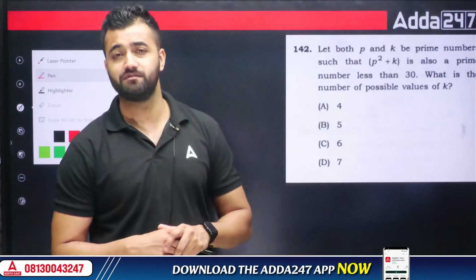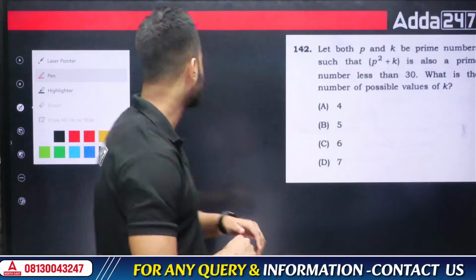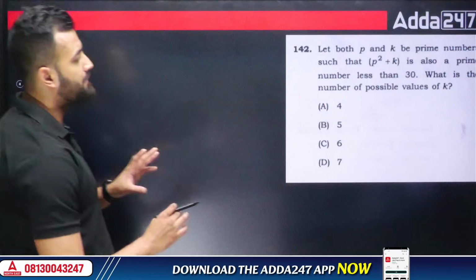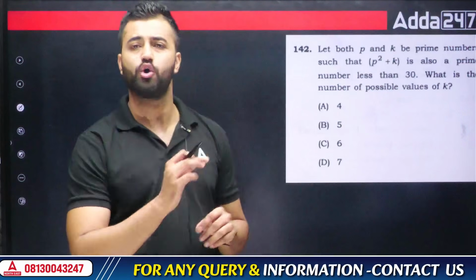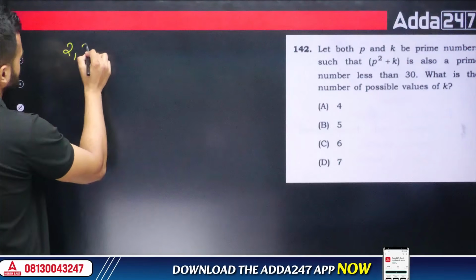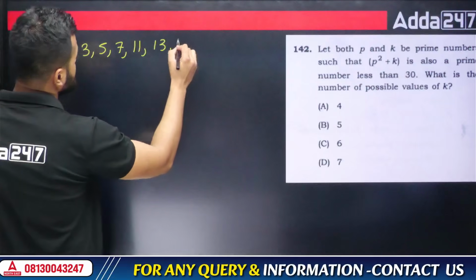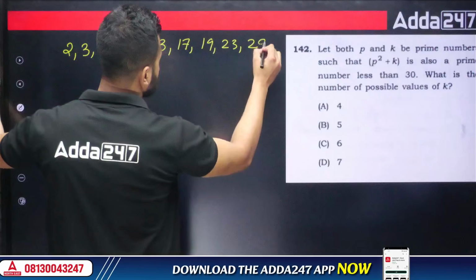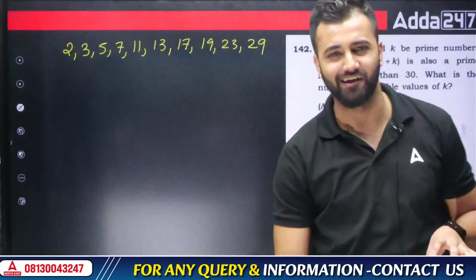The question might seem very difficult, but it's very simple. You'll understand this once I solve the question for you. Firstly, on such questions, you always write down the prime numbers which they have mentioned, that is, less than 30. So I'll write down all the prime numbers less than 30. We'll start with 2, then 3, 5, 7, 11, 13, 17, 19, 23 and 29. Less than 30 means these are the prime numbers that I'll be seeing.